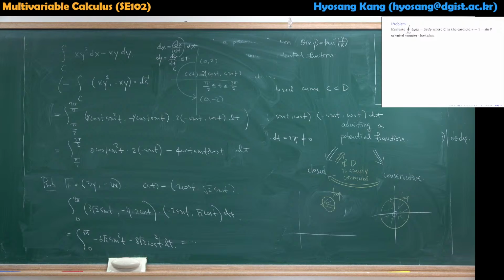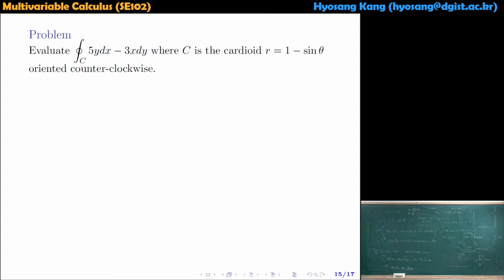Let's look at others. Okay, so we have a problem. Evaluate where C is the cardioid r equals 1 minus sine theta, oriented counterclockwise. So there are two ways to solve this problem. The easy one is using Green's theorem. I didn't mention that yet, so we're going to do that next time. The other way is just following the definition of line integral. So we have a parameterization given here.